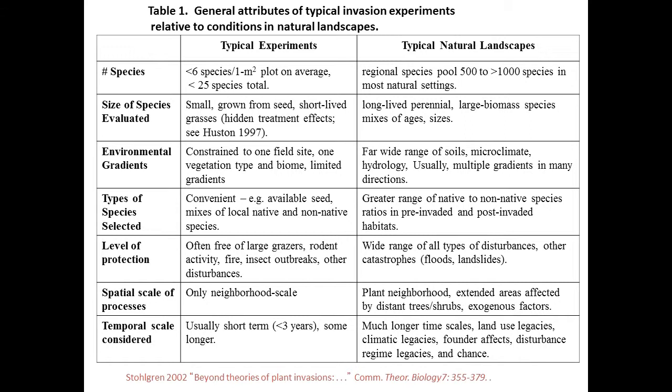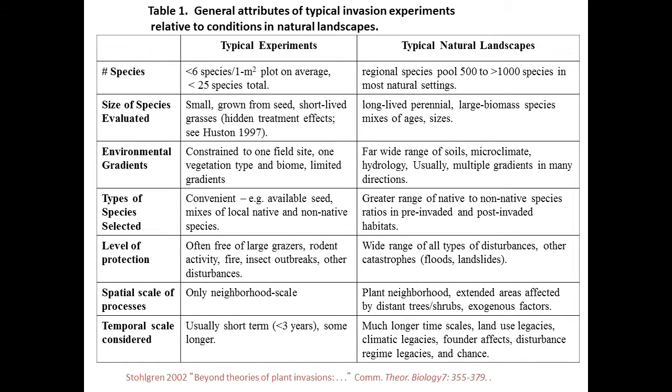The environmental gradients looked at in most experiments are usually limited to one small area, whereas natural landscapes vary in soils, microclimate, and hydrology, and usually have a mix of gradients running in every direction. Moisture gradients, elevation gradients, invasion gradients. The types of species used in most experiments include convenient seeds, whatever they can get their hands on. And yet in nature, there's a greater variety of native and non-native species in the whole seed pool.